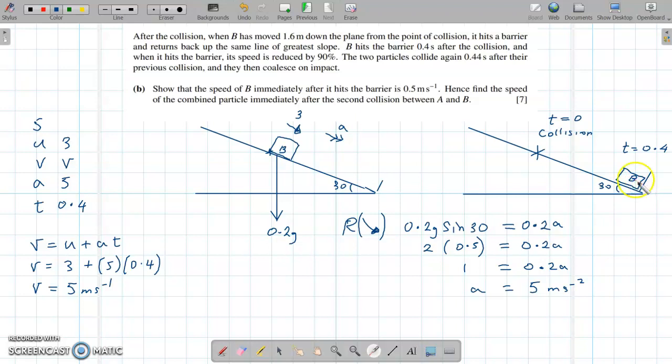Okay, so we're looking for the speed immediately after it hits the barrier. Well, the barrier slows it down, and when it hits the barrier, the speed is reduced by 90%. So nearly all of it's gone. If you subtract 90% from 100%, you get 10%. So it's going to be 10% of what it was. After it hits the barrier, the speed is going to be 0.1 times 5, which equals 0.5 meters per second.